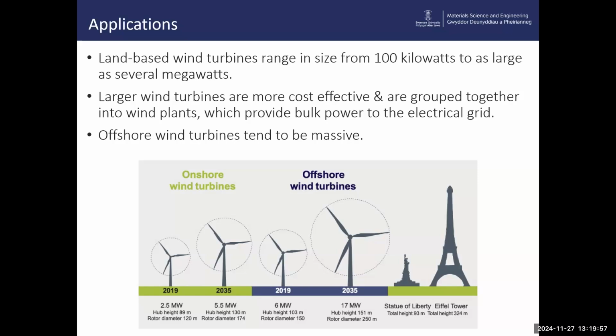If you look at the schematic, you can see that by 2035, we're expected to have much larger wind turbines, both onshore and offshore, doubling the capacity to around 5.5 megawatts compared to 2.5 megawatts, for example, for onshore. And then the offshore wind turbines tend to be absolutely massive. There's more space to work with and utilize the stronger winds offshore. And these are predicted to generate up to 17 megawatts of power per turbine in 2035.